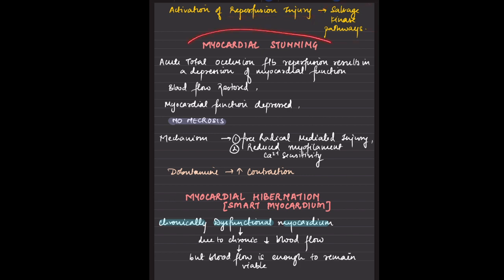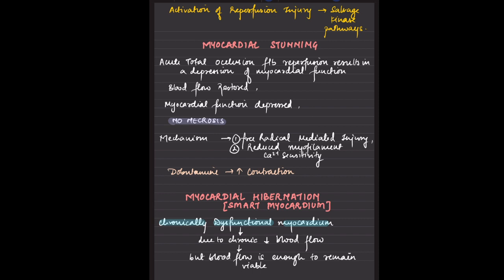Then there is something which is myocardial stunning, and there is myocardial hibernation. Very important, very interesting topics. Now, what is stunning? Stunning means there is acute total occlusion, followed by reperfusion, which results in depression of the myocardial function. So first there is the acute occlusion, then the blood flow is restored, but this will lead to depression of myocardial function. Depressed, right? But there is no myocardial necrosis. This is very important. This is because of free radical mediated injury or reduced myofilament calcium sensitivity.